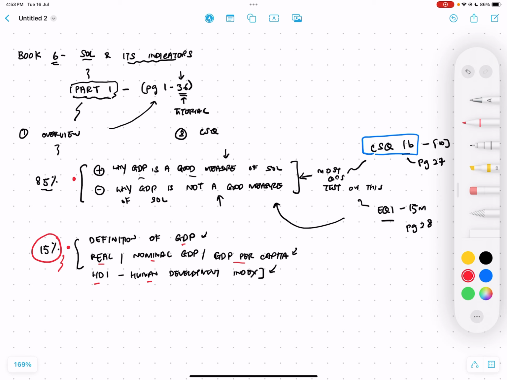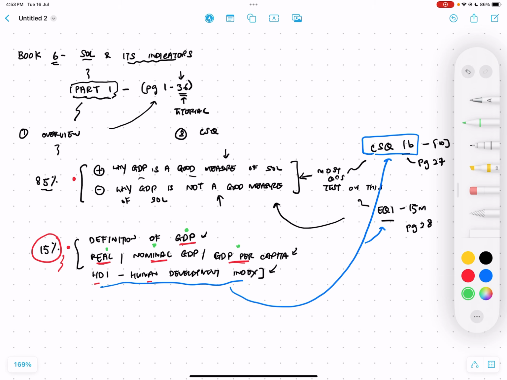Okay, so we'll talk about the definition of GDP, real GDP, nominal GDP, and GDP per capita. The Human Development Index, I will talk about maybe when I talk about CSQ 1B or even essay question 1. We'll see how it goes. Okay, and so I want to just talk about the green color stuff today. So, what GDP is, nominal GDP, real GDP, as well as GDP per capita.